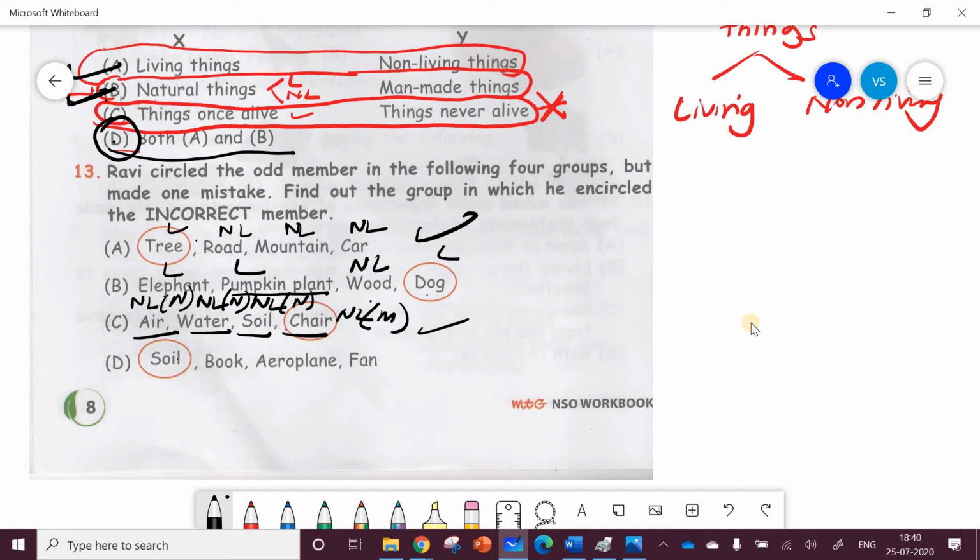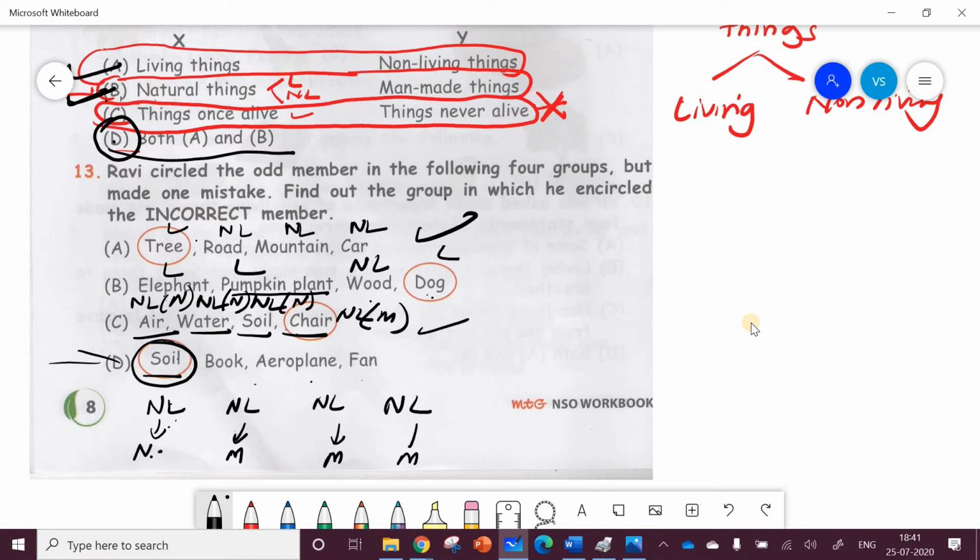Let's look into this one now. Soil, book, aeroplane, fan. All these are non-living things. But soil is natural. Book is man-made. Aeroplane is man-made. And fan is man-made. So obviously soil is the odd one out, because it is non-living and natural.